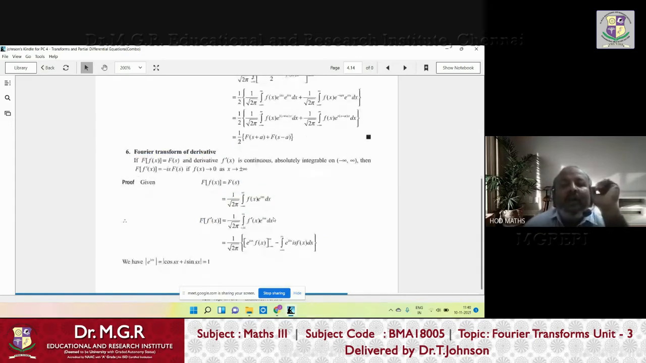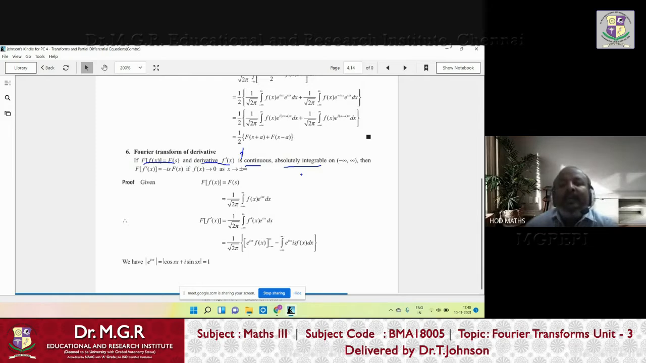But what does the statement say? The statement says if the Fourier transform of f of x is equal to F of s, then the derivative f dash of x should be continuous and it should be absolutely integrable. I will tell you the meaning of continuous and absolutely integrable. Not only the function f of x is continuous, the derivative f dash of x also should be continuous, and even if it is piecewise continuous, it will still work.